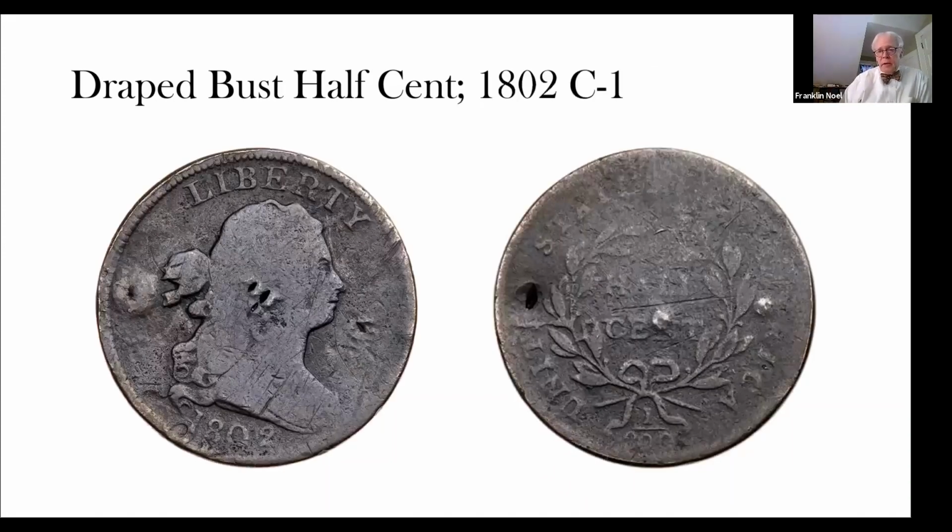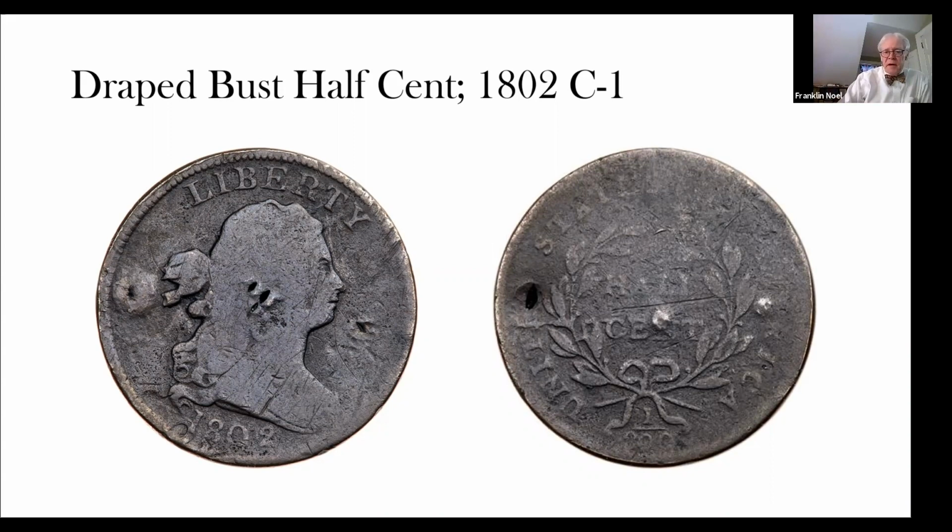1802, on the other hand, gives us one of the first true rarities of the half-cents. This is the 1802 C1, sometimes called the reverse of 1800, because the reverse die was actually the same die used to strike the reverse of the 1800 half cent.